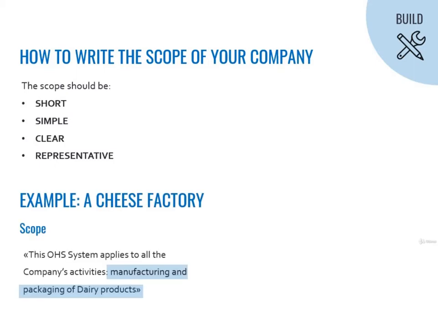If your company is a cheese factory, how should your scope be? It should be manufacturing and packaging of dairy products. There is no need for anything more fancy, long, complicated. If your company has different locations that we could call City A, City B, City C, it could be useful to be a little more specific and therefore writing something like manufacturing and packaging of dairy products in the A, B, and C facilities.